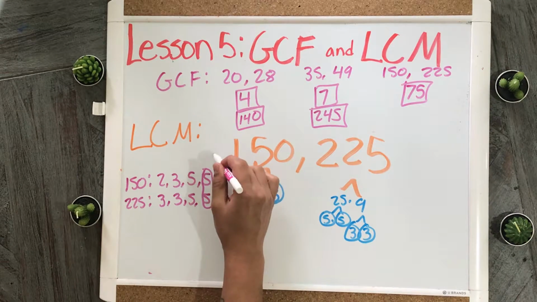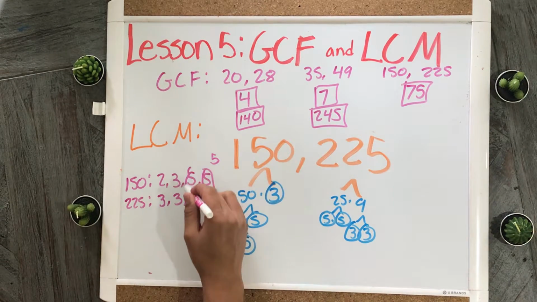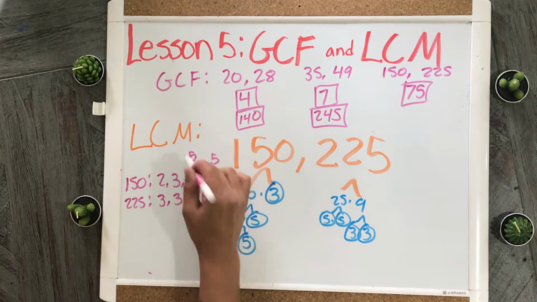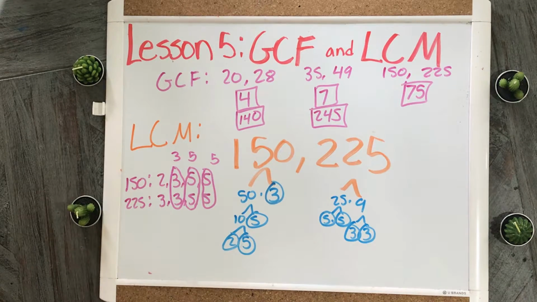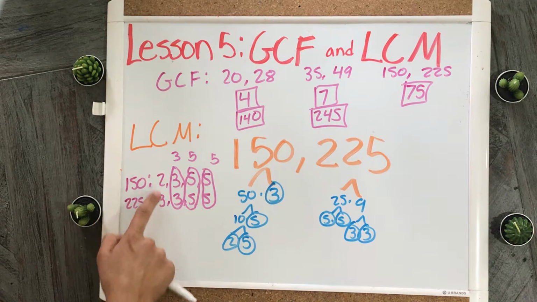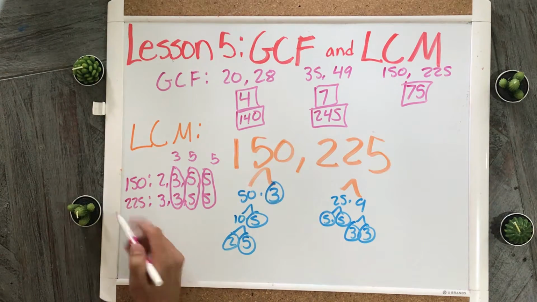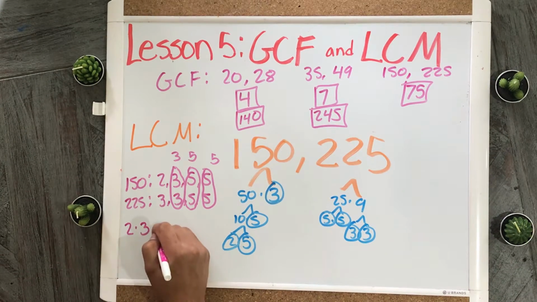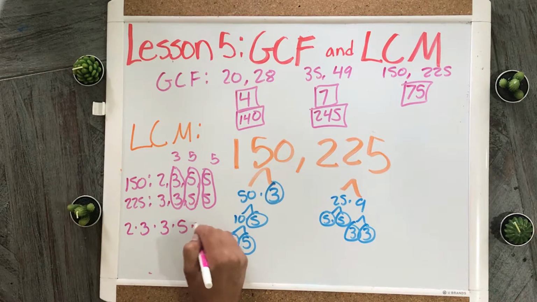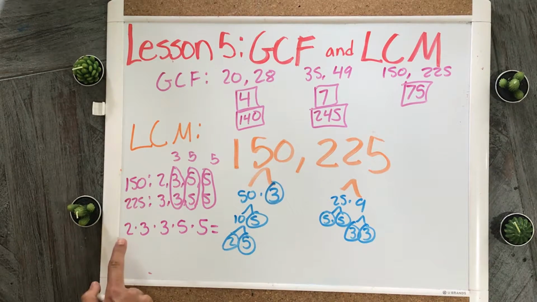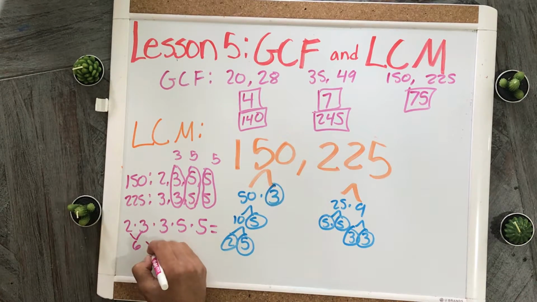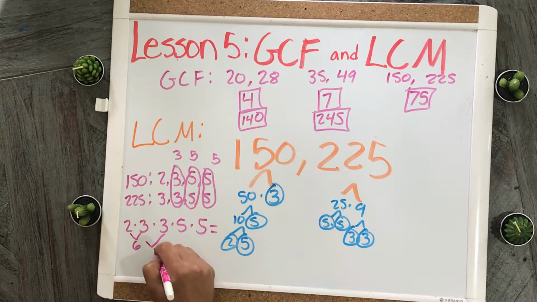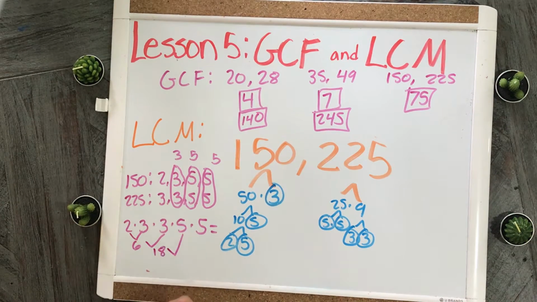These 5s are in common, so we use a single 5 to represent it. These 3s are in common, we use a single 3 to represent it. Now we have 2 times 3 times 3 times 5 times 5, okay? 2 times 3 is 6. 6 times 3 now is 18. 18 times 5 is, I actually know that one off the top of my head, but it's 90.